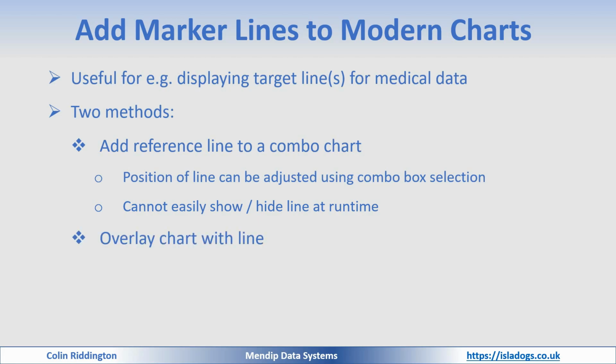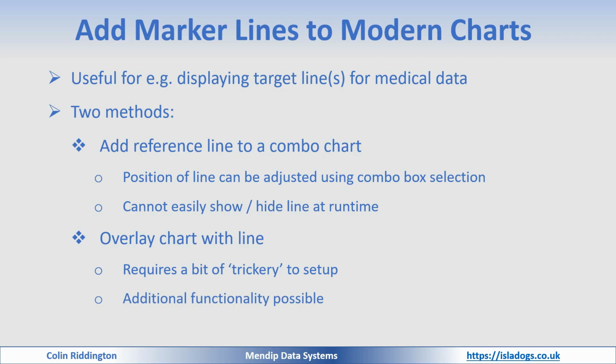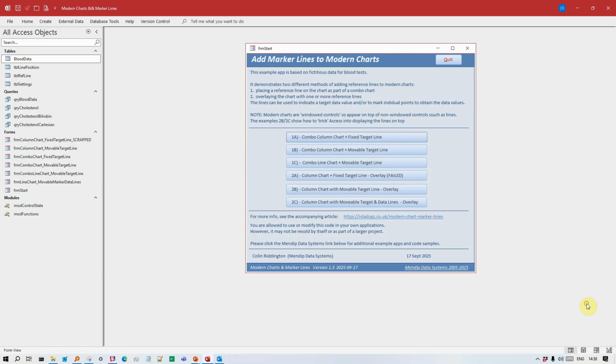We can get more flexibility by overlaying the chart with a line. Now, that was easy to do with classic charts, but the nature of modern charts is that you need to use a little bit of trickery in order to set this up. And I found out a way of doing this by pure accident, which I'm going to explain today. But the advantage of doing this, or it's a little bit more complicated, is that there's significant additional functionality possible. Let me show you the example app which you can get from my website.